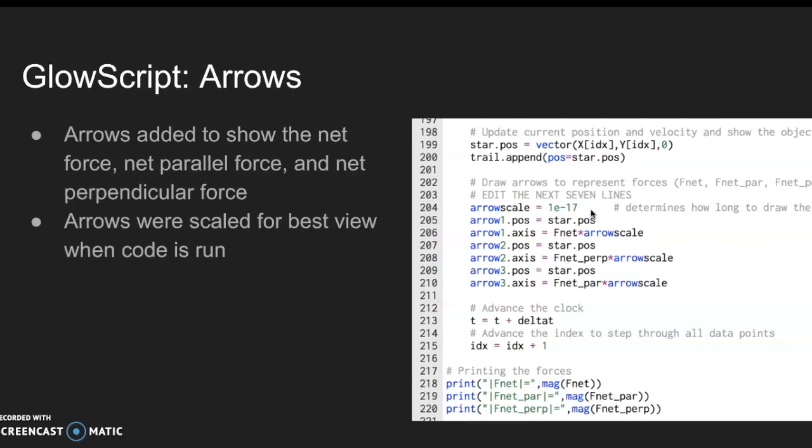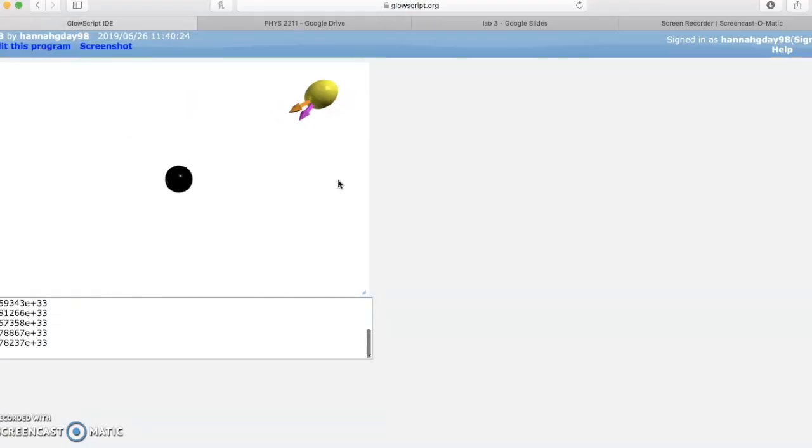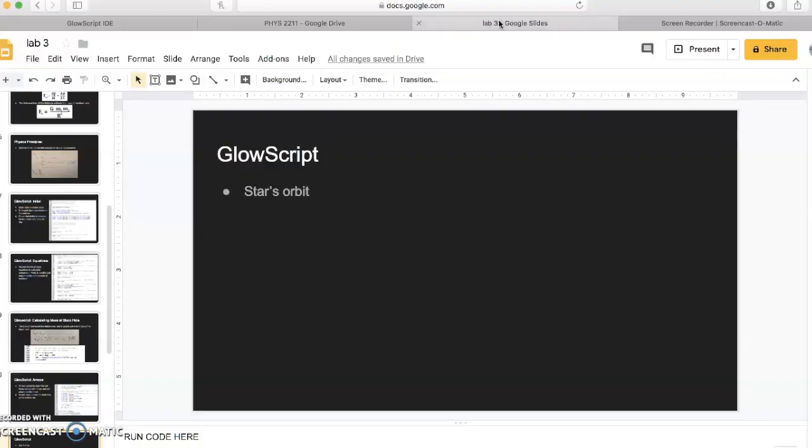I used an arrow scale of 1 times 10 to the negative 17th, and these can be seen in the code as it runs. So you can see that the star begins to speed up as it moves closer to the black hole, and then it slows down as it moves further away. The parallel component of force is the blue arrow, and then you have the perpendicular component as the orange, and the F net is the pink arrow.